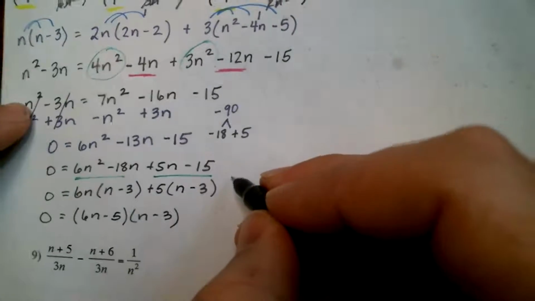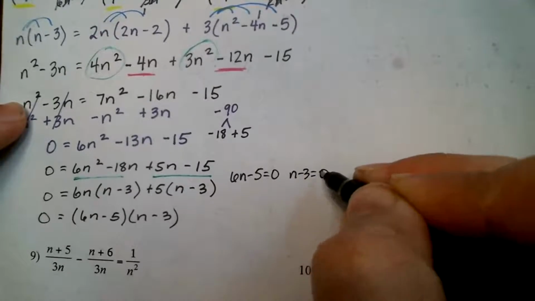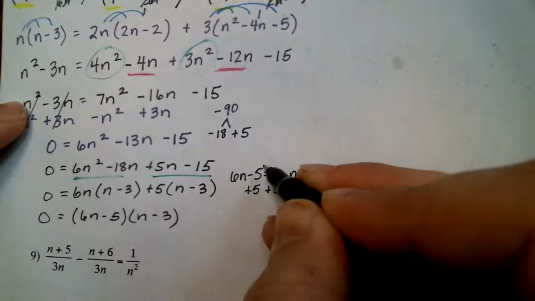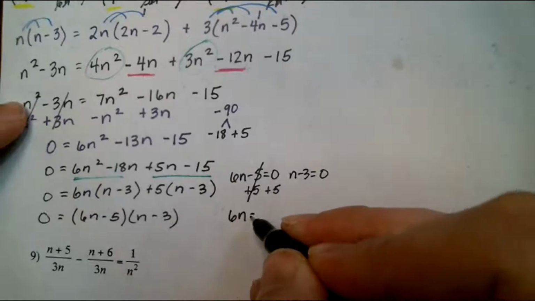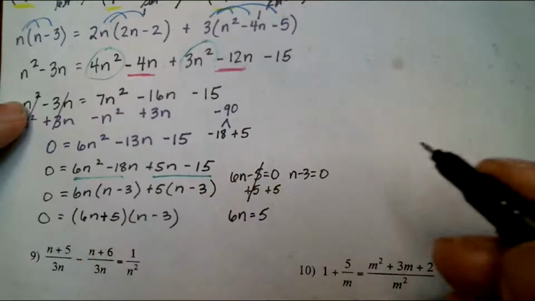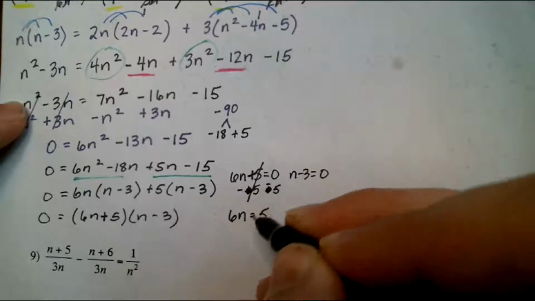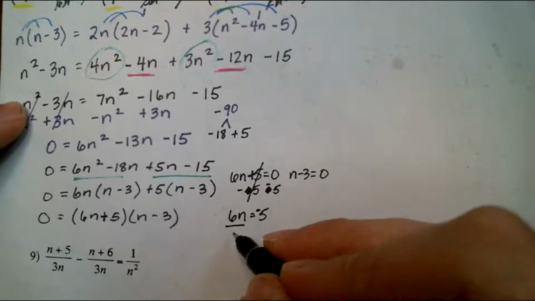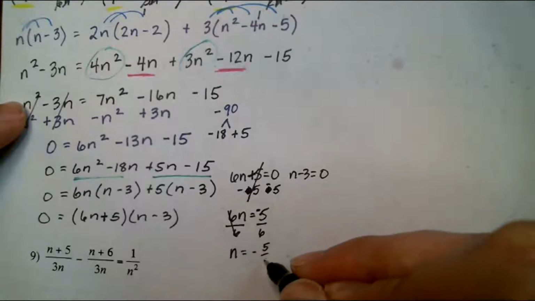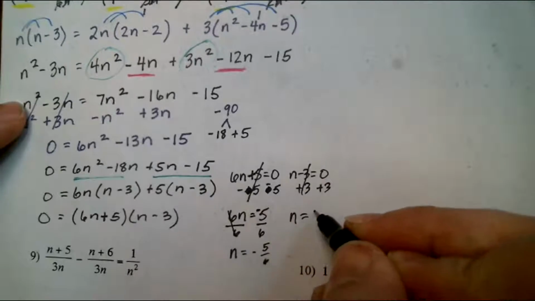So then I set both of those equal to 0. 6n minus 5 equals 0 and n minus 3 equals 0. Well, you add 5 there and get 6n is equal to 5. Correct. It should be positive 5, Taylor. Very good. So I was actually going to subtract it there and get negative 5. Divide both by 6. N is equal to negative 5 over 6. And then add 3 here and get n is equal to 3.